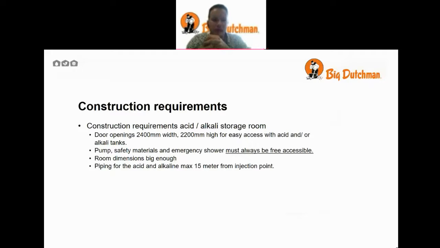The acid pumps and safety materials and emergency showers should always be accessible in case of emergency. The room itself, so your storage room, should be big enough to house all these materials. Keep in mind that the piping of the acid and alkaline is not more than 50 meters away from the injection point. This injection point is part of the skid, as Ron earlier explained.